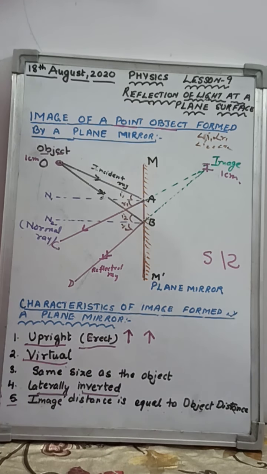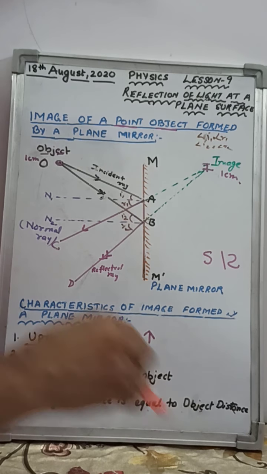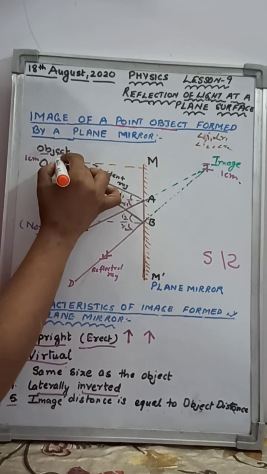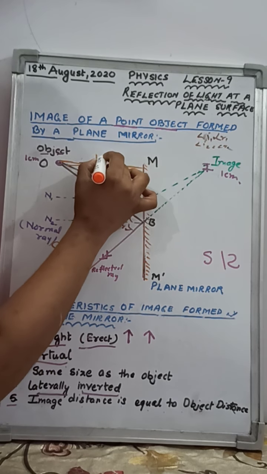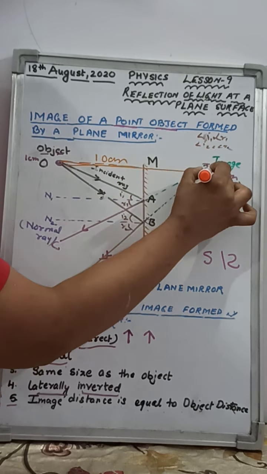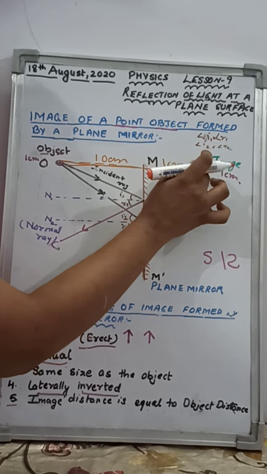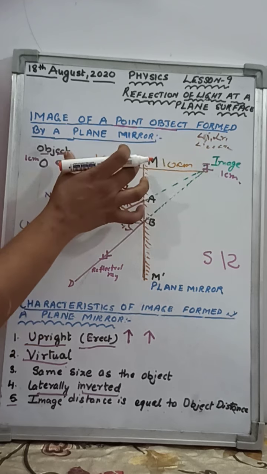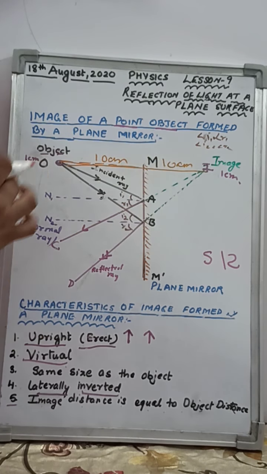So let us look into the diagram. This is your image distance. Object distance. Suppose this is 10 centimeter. So the image formed by the plane mirror will also be 10 centimeter. That means object distance will be equal to the image distance. So these are the characteristics of the image formed by the plane mirror. This is important. You should learn it because it will definitely come in the exam.